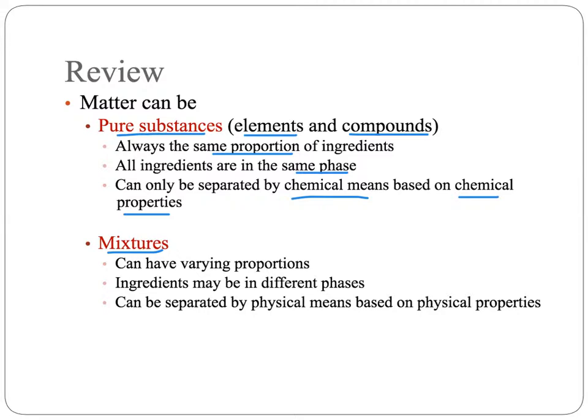A mixture, in contrast, can have varying proportions and still be called the same mixture. And I think this will become clearer as I get to the next slide. In a mixture, the ingredients may all be in the same phase, or they may exist in different phases and be part of that mixture. And we can separate out the components of a mixture by physical means based on their physical properties.